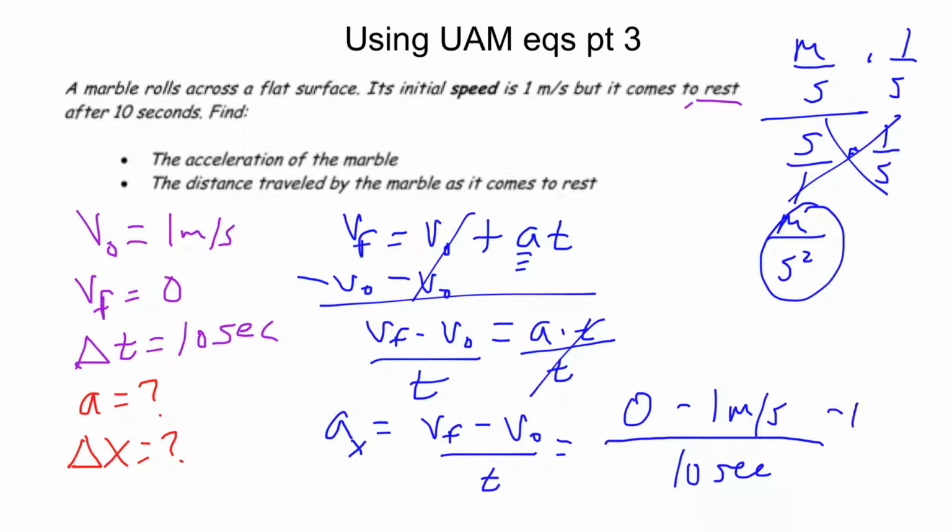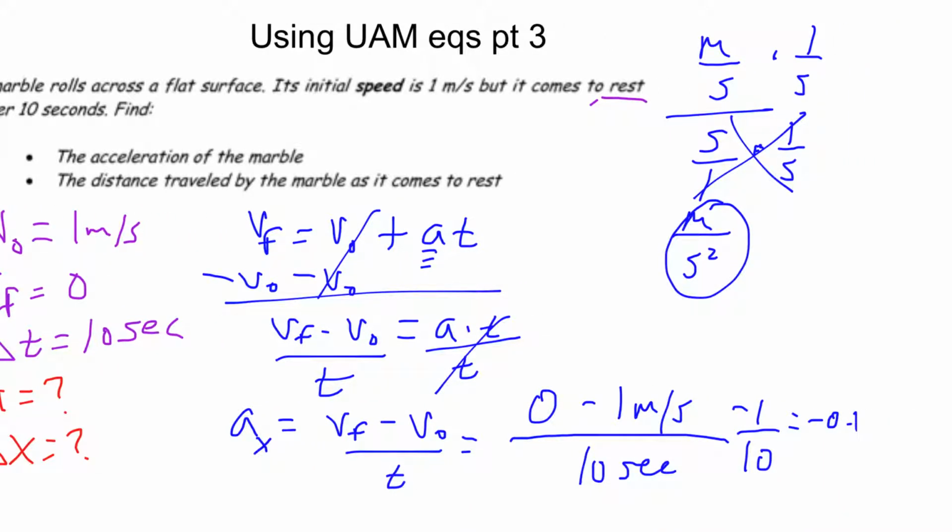You're going to get negative 1 on top, and you've got 10 on bottom. So you get negative 0.1 meters per second squared as our acceleration. And that negative sign is important because it shows us that the object was slowing down. A negative acceleration is decelerating, alright? And it makes sense, since the object was coming to a rest, that it was decelerating or slowing down.